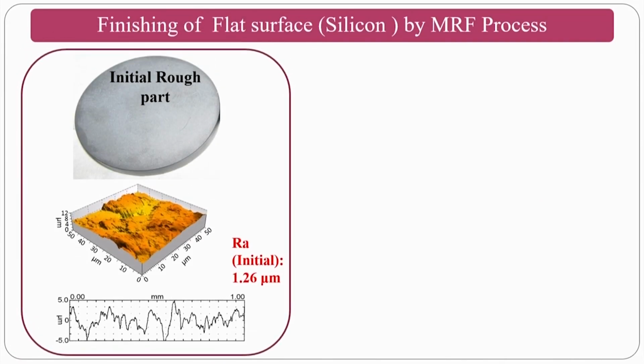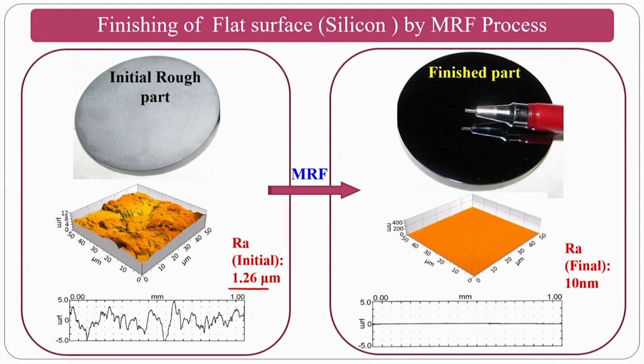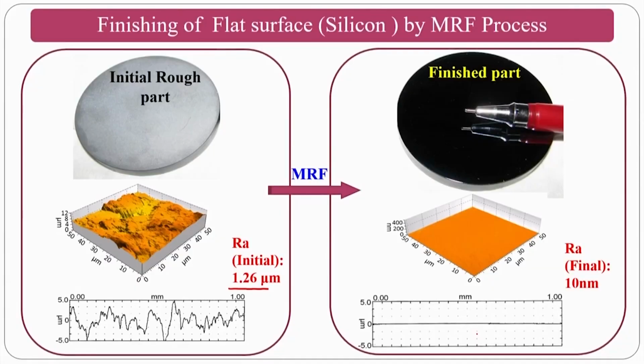You can see the initial surface of the silicon blank, with an initial surface roughness of 1.26 micrometers, that means 1260 nanometers. After the MRF process, this is the finished product. I am very thankful to Professor Ajay as well as Professor Vijay Kumar Jain, who shared the slides. After MR finishing, this is how the initial surface roughness is converted, and you can see the mirror surface finish.